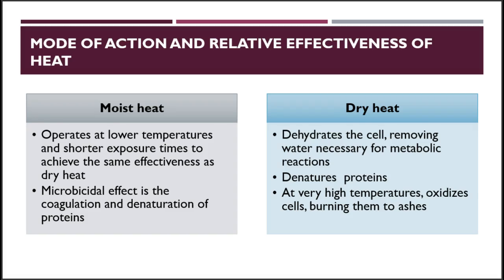The microbicidal effect of moist heat is that the microbial proteins are coagulated and denatured, and this results in death of the organism. Dry heat at lower temperatures dehydrates the cell. It removes the water that's necessary for all of those metabolic pathways. At a little bit higher heat, it can denature protein. At very high temperatures, typically an open flame like the Bunsen burners in the lab, this is going to oxidize cells and turn them into ash.